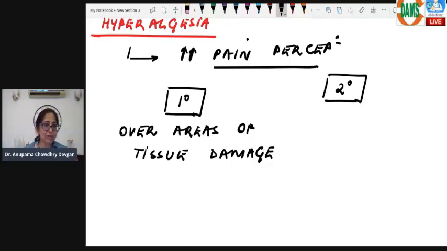Wherever there is a tissue damage, wherever there is an injury, कहीं पर चोट लगा है, दोबारा वहां चोट लगता है, तो बहुत ज्यादा दर्द महसूस होता है. That is called primary hyperalgesia. So this is over areas of tissue damage.